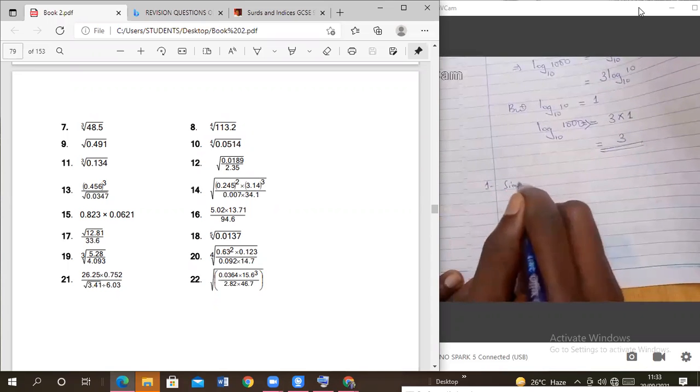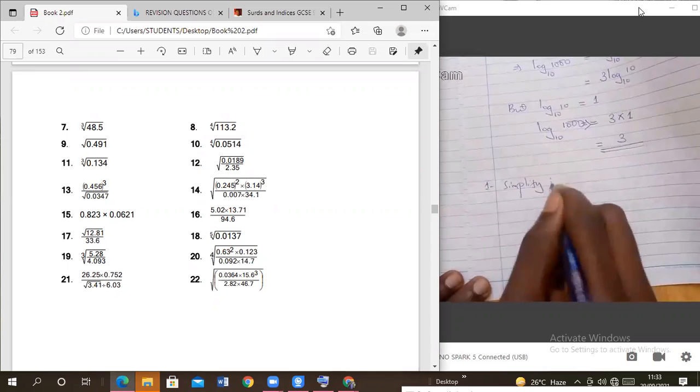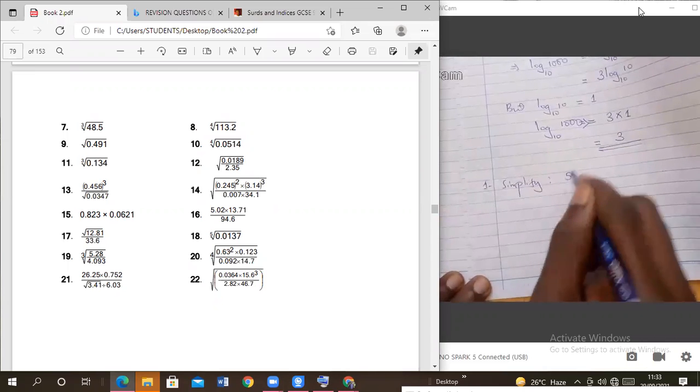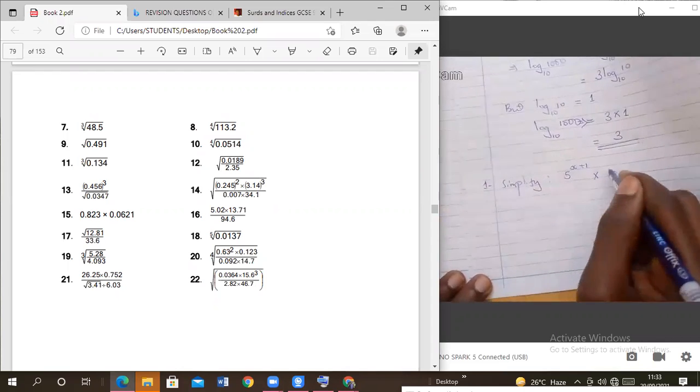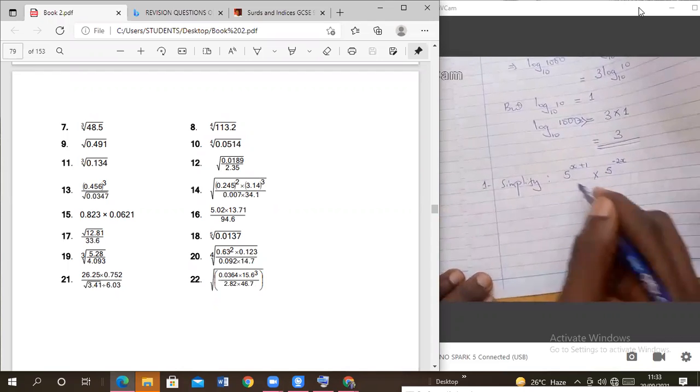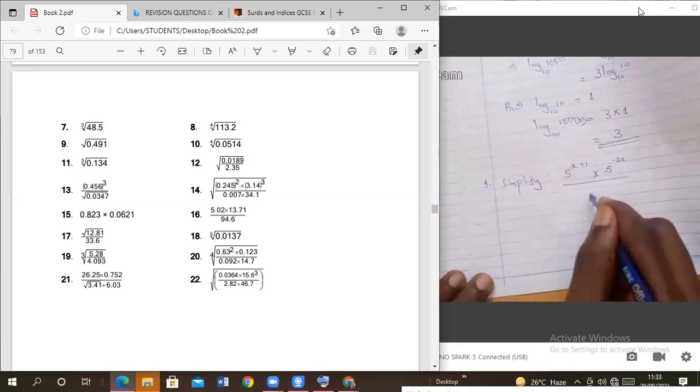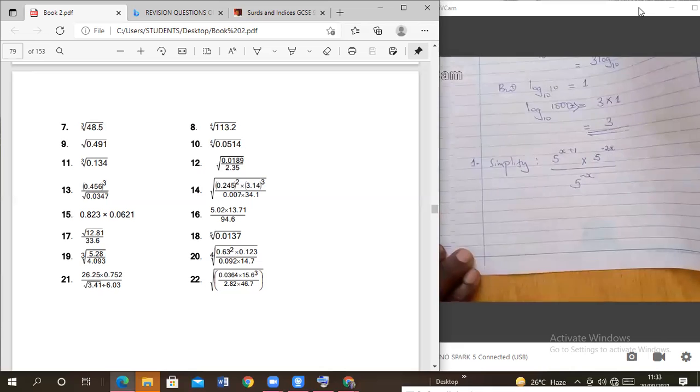This question is saying simplify 5 to the power x plus 1 times 5 to the power negative 2x, everything divided by 5 to the power negative x.